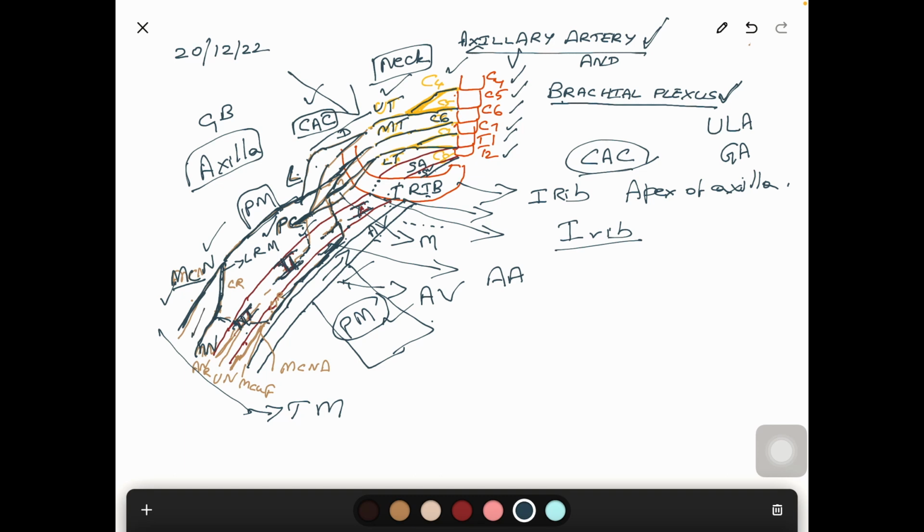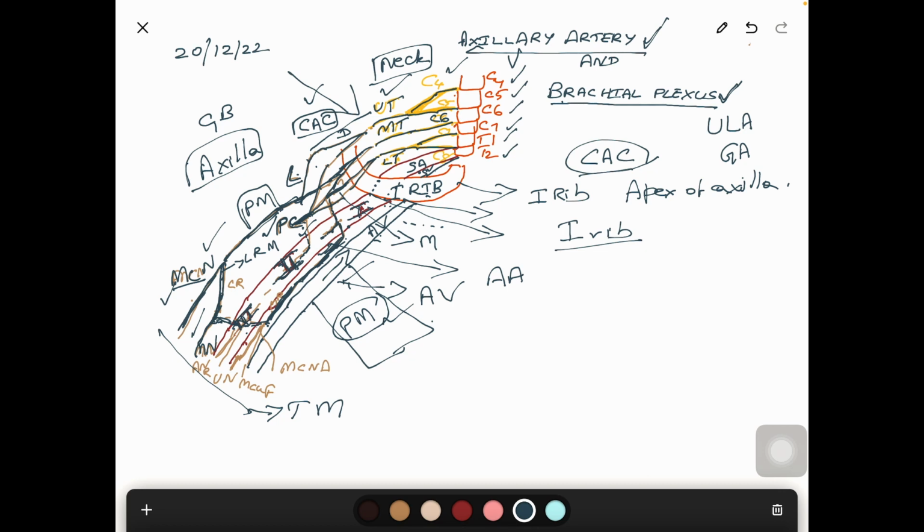Then what is the anterior relation of the third part of axillary artery? This medial root crossing the third part, you have to see in the cadaver. It will be seen clearly. The medial root of median nerve is anterior to the third part of axillary artery. So what is this cord? Medial to the second part is medial cord.